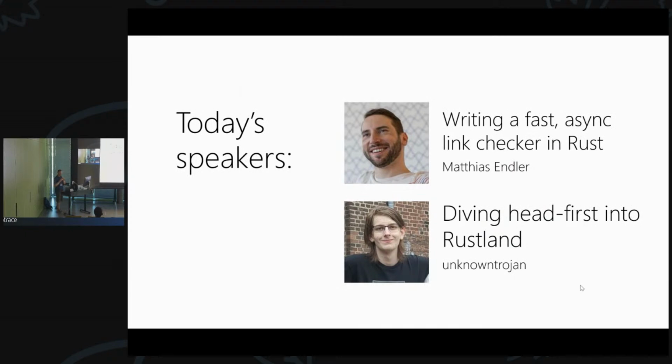Now, who are today's speakers? We have Matthias and Unknown Trojan. First, you will hear a talk about writing a fast async link checker in Rust. And the second one will be especially interesting for those of you who have a little bit of C and C++ background. We will hear about adventures with diving headfirst into Rustland.